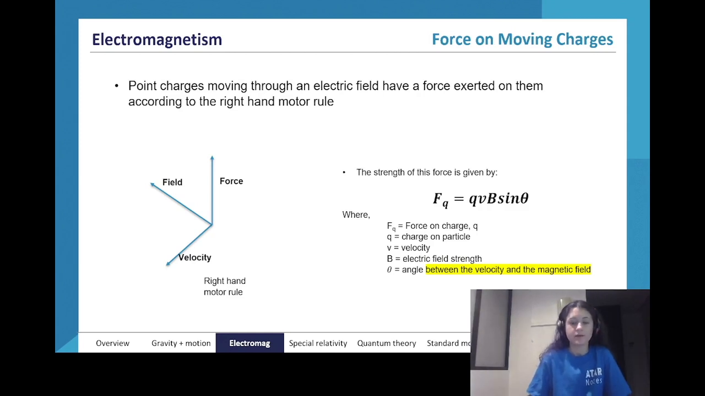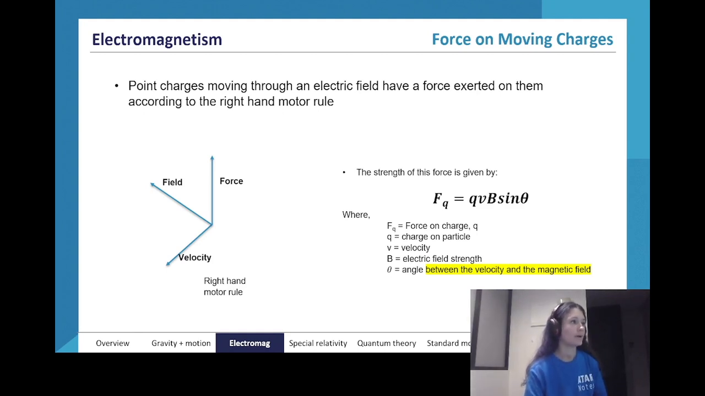Okay, now getting on to moving charges, or our magnetic fields. As I said before, electrostatics concerns charges which exert forces on one another due to their electric fields. But now we're getting on to moving charges. So when a charge moves, it is going to generate a magnetic field.